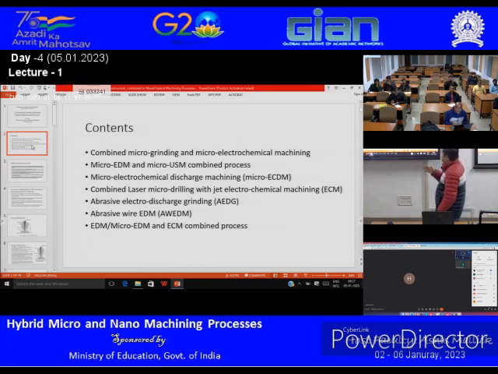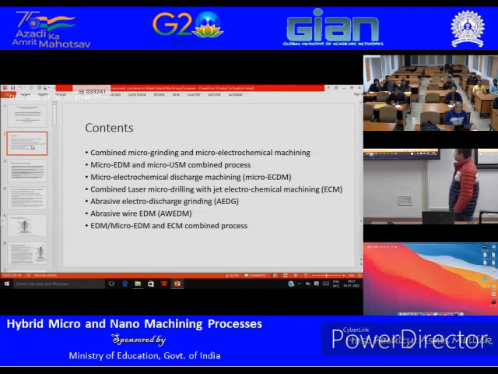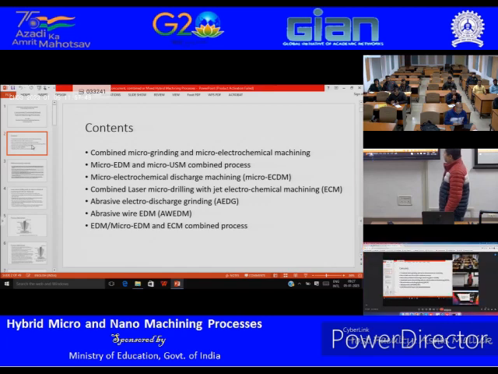Then you have micro EDM and micro USM, ultrasonic machining, combined process. Then you have micro electrochemical discharge machining. Yesterday you saw that, Nitesh demonstrated that. So we are going to learn a little bit more about what's happening there. Then combined laser micro drilling with jet electrochemical machining, which is jet ECM combined with laser micro drilling. Then abrasive electro discharge grinding. We already know some of those processes separately, so that will help us understand exactly what is happening.